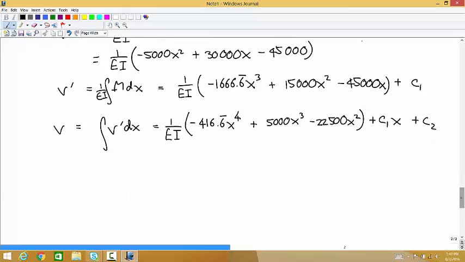Okay, well, we almost have the answer. We have an expression for the deflection, but it still has two unknown constants in it. So we have to use what we know at the cantilever, at the wall, to come up with these constants. So now we're going to use the boundary conditions at the wall to find C1 and C2.